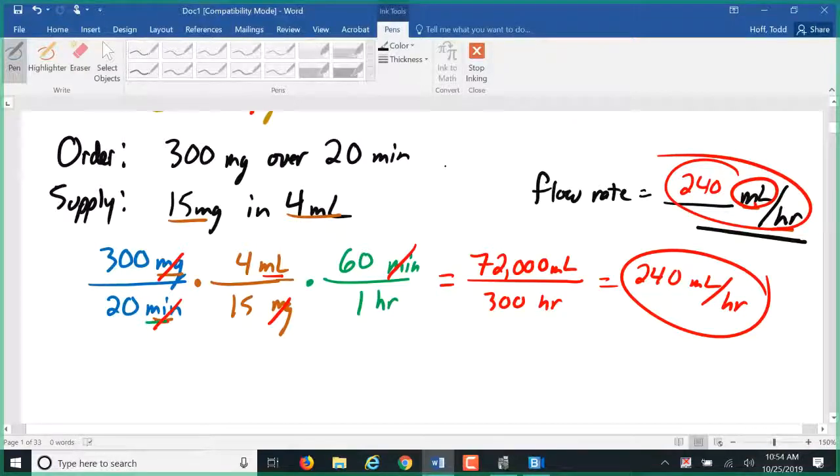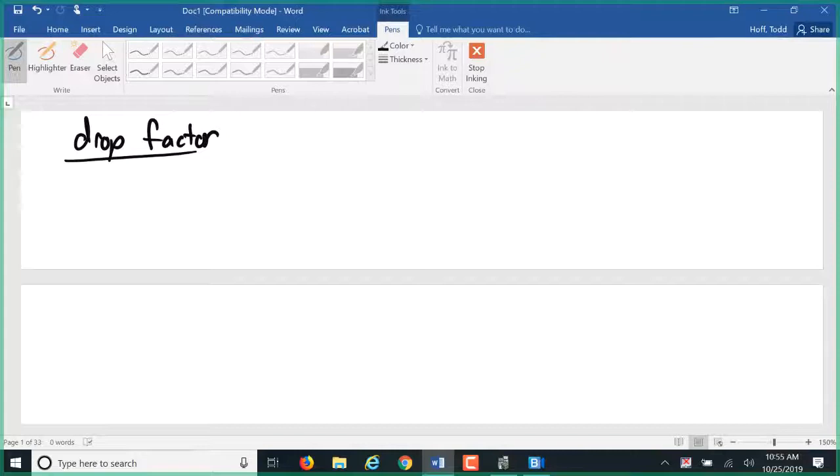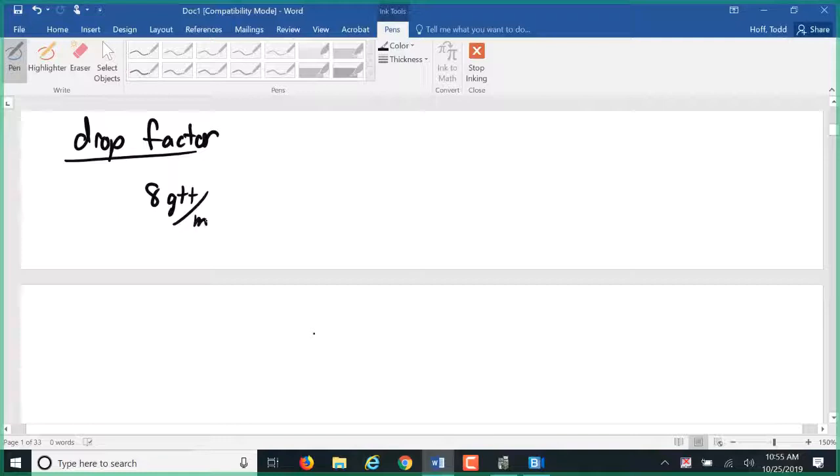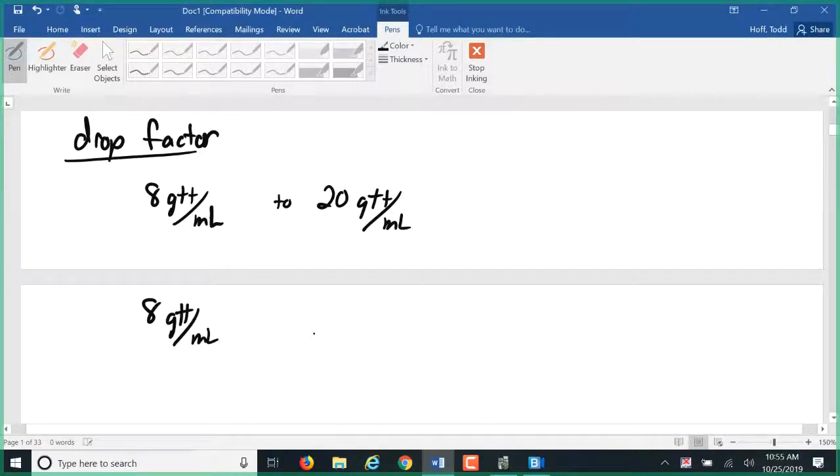So where we left off last week, we had started talking about the drop factor. A drop factor describes the thickness or the viscosity of the fluid. It describes how many drops it takes of that fluid to make 1 milliliter. So a drop factor can range from 8 drops per milliliter to 20 drops per milliliter. That's not an overall limit. There are fluids that are thinner or thicker than that, but most of our medications will fall in that range. So if I have a drop factor of 8 drops per milliliter, that is telling me that 8 drops is equivalent to 1 milliliter of fluid. So it's giving me that equivalency or conversion factor.